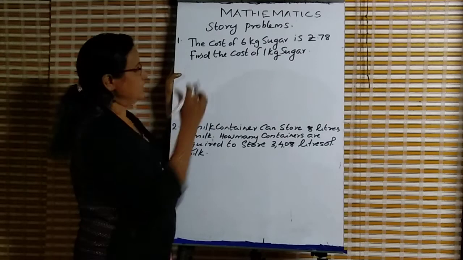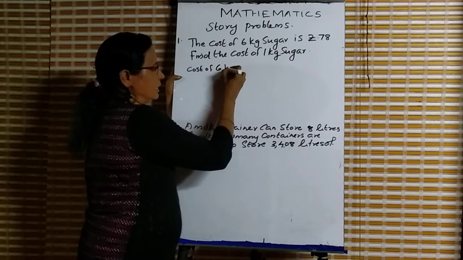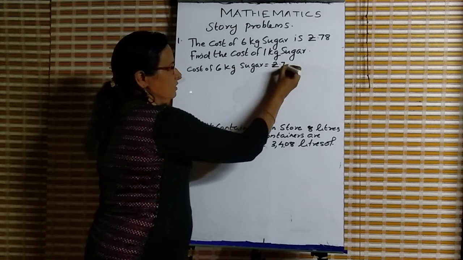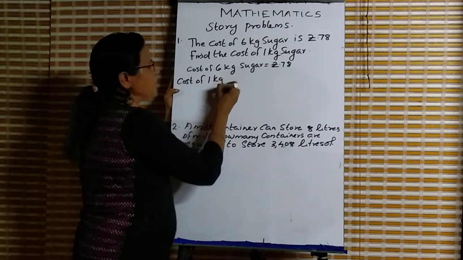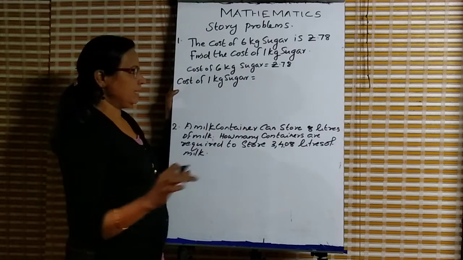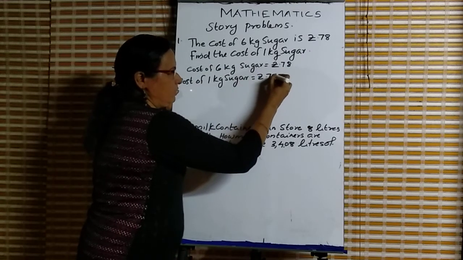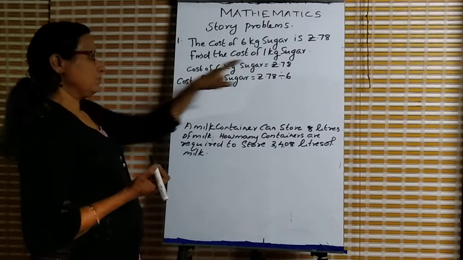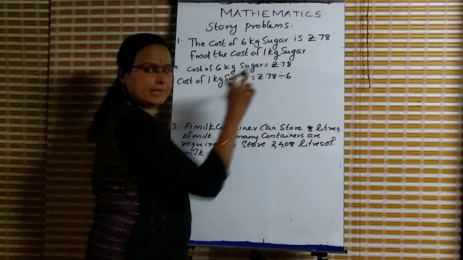Here we have to write the steps. First, cost of 6 kilograms of sugar is equal to rupees 78. Next step, cost of 1 kilogram of sugar. To find the cost of 1 kilogram of sugar, we divide rupees 78 by 6. So, cost of 1 kilogram of sugar is equal to rupees 78 divided by 6.